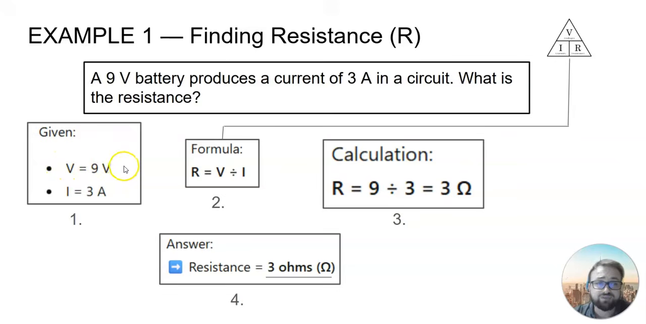Volt is 9 volts, amps is 3. So our formula that we are going to look at, remember we want to work out R, so formula will state R equals V divided by I. So V is 9, I is 3, our current, thus 9 divided by 3 is 3. Our answer is our resistance equals 3 ohm. Remember your symbols. So that was easy.